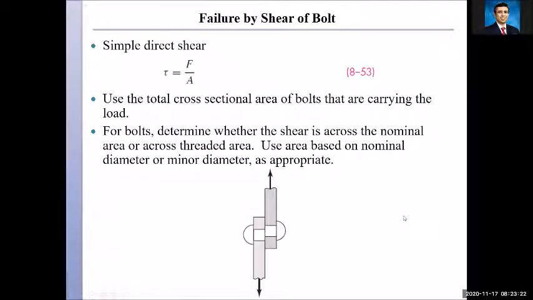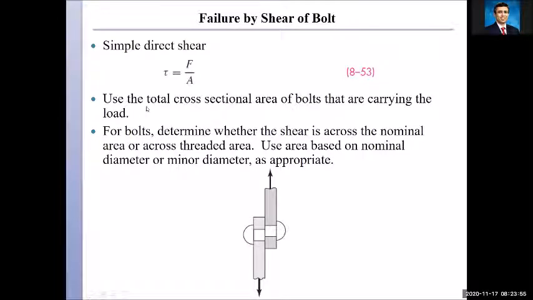The second type would be failure by shear of the bolt. In this case we're looking at a simple direct shear, and we also call it a single shear. We can calculate tau directly by dividing the force by the area. Remember, this is the simplest one. We call this direct shear, and this is the only type of shear where I simply divide the force by the area.